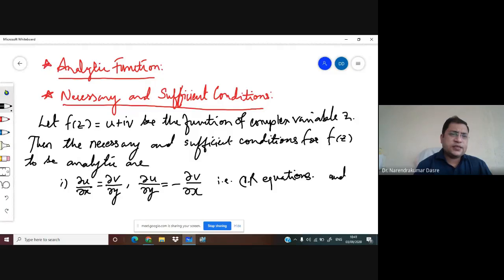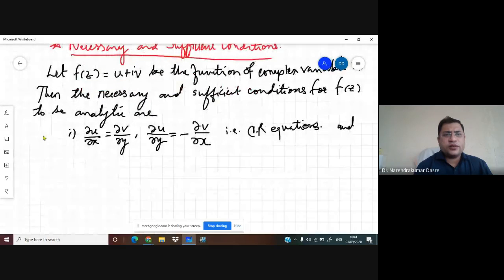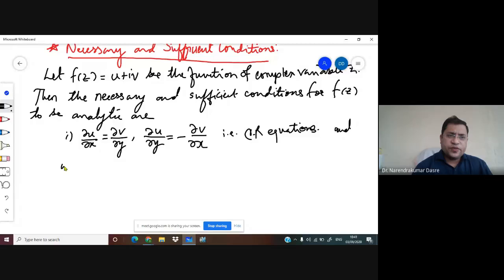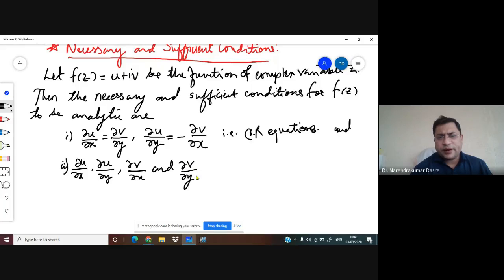But we know that this is the necessary condition, not the sufficient one. Hence we have the second condition: ∂u/∂x, ∂u/∂y, ∂v/∂x and ∂v/∂y are continuous. If these two conditions are satisfied, that is, the CR equations and the continuity of the first order partial derivatives, then we say this function f of z is an analytic function.